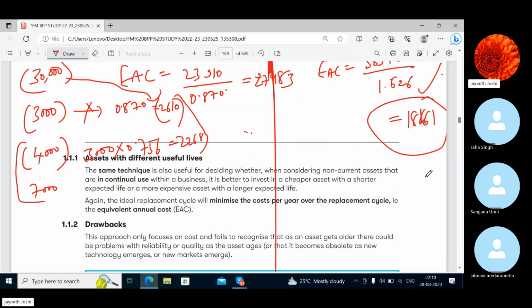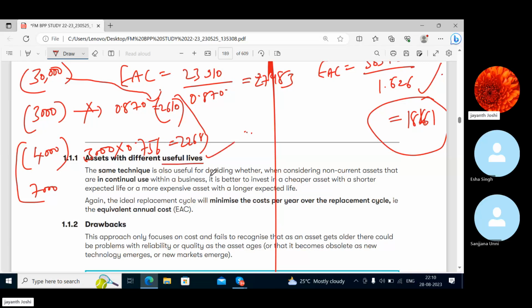As we have done the equivalent annual cost method, assets with different useful lives, the same technique is also useful for deciding, when considering non-current assets that are in continual use within a business, whether it is better to invest in a cheaper asset with a shorter expected life or a more expensive asset with a longer expected life. This method is good if you are using the asset continuously. If the asset you are buying is cheaper and has a short life, that is better. And why? Because you're using it for a short span of time.